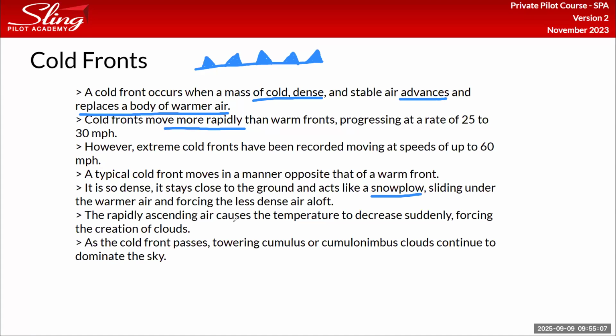So rapidly ascending air, like we've talked about, causes the temperature to suddenly decrease and forces the creation of clouds. So as a cold front passes, you get towering cumulus or cumulonimbus clouds because you're creating that vertical development, right? You're snowplowing that warm air up, the temperature decreases and it creates clouds. So that vertical development from the clouds is created from the cold front pushing that warm air up. Make sense? Everyone following? Cold front, snowplow. Okay.